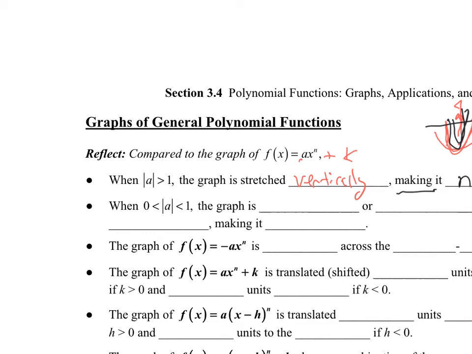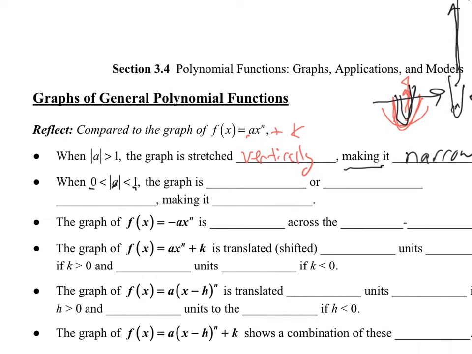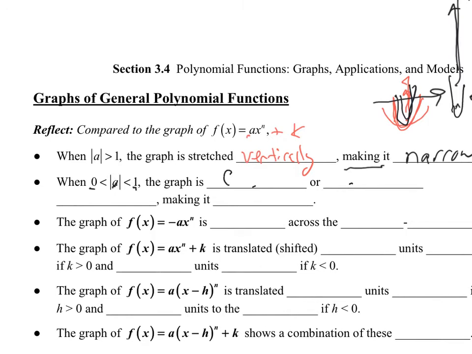If the absolute value of a is a fraction, that means it's between 0 and 1. Doesn't matter whether it's a negative half or a positive half. That graph is, I'm not sure how he filled in the words. I'm going to say that graph is fat, or maybe that's not a very polite word to use anymore. It's fatter, or I can say it's a vertical shrink. Well, maybe that's what they want here, making it wider. I don't know what he really wanted. To me, I've said enough.